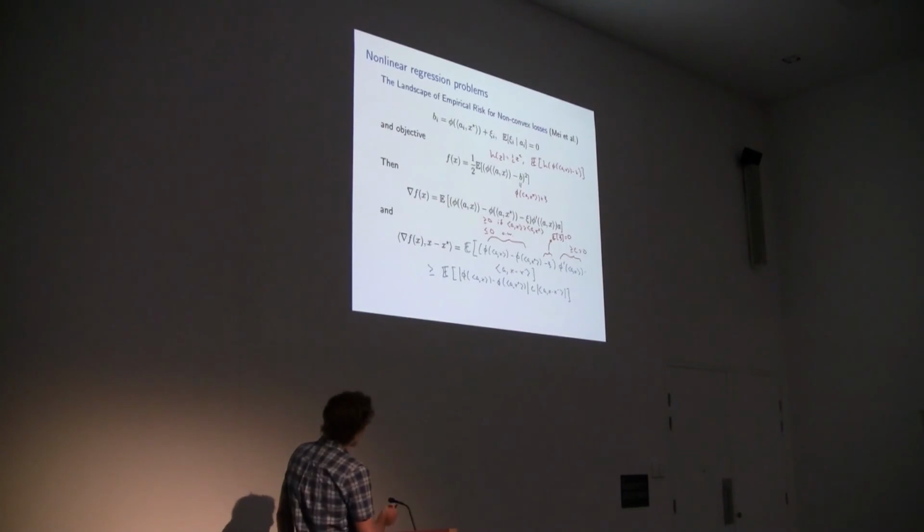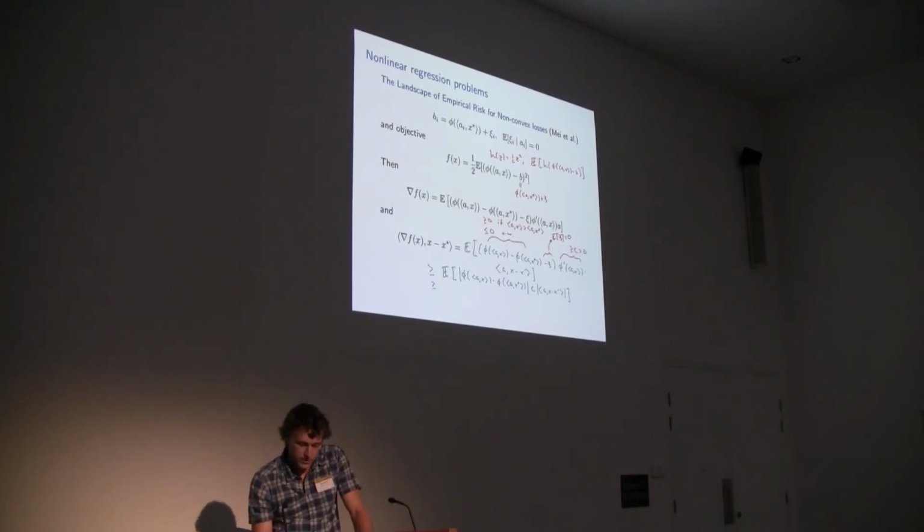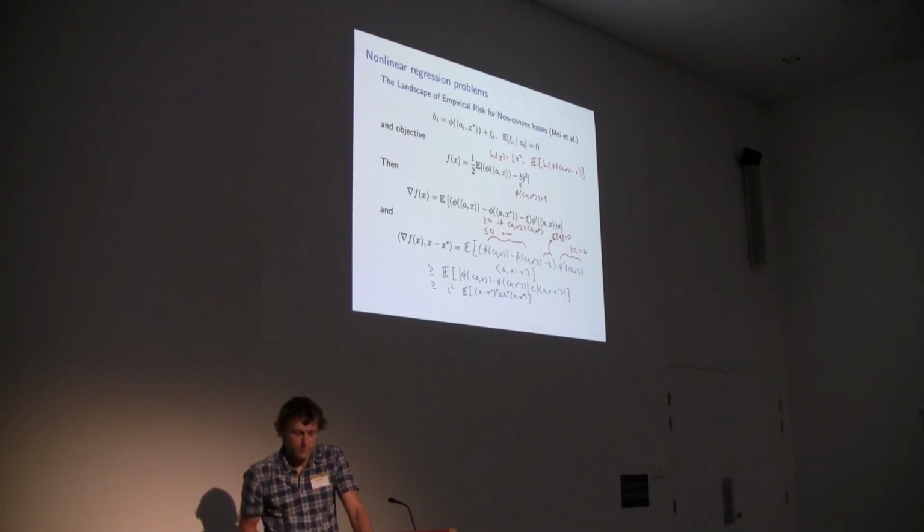Basically, this inner term right here, because this is a monotone function, is greater than or equal to c squared times the expectation of x minus x star transpose a transpose a x minus x star. And if you look at that, that looks a lot like a quadratic distance between x and x star.